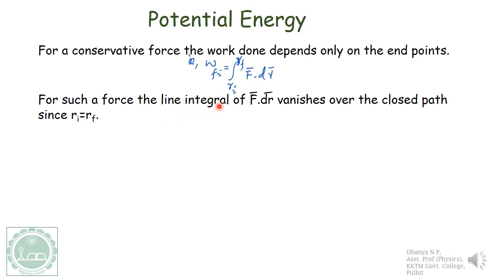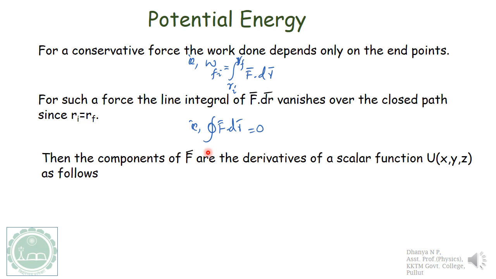For such a force, the line integral of F dot dr vanishes over a closed path, since Ri is equal to Rf. Closed path means initial and final points are the same. So if Ri is equal to Rf, then upper limit minus lower limit, the integral of F dot dr, will vanish. That is, the closed integral of F dot dr is equal to 0.